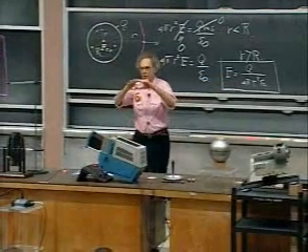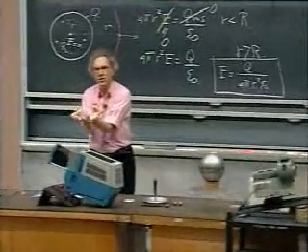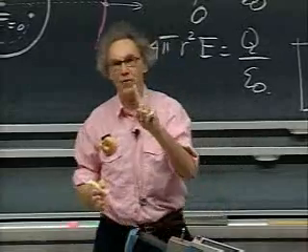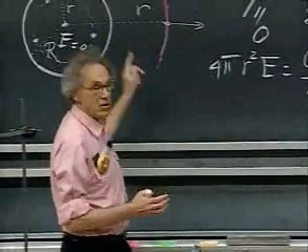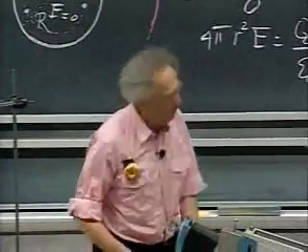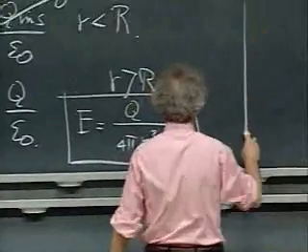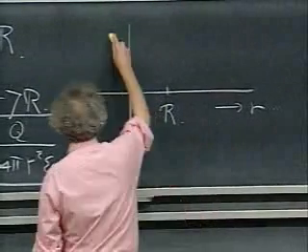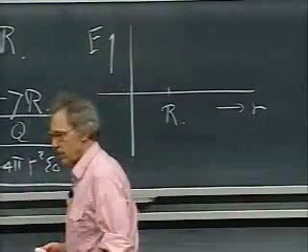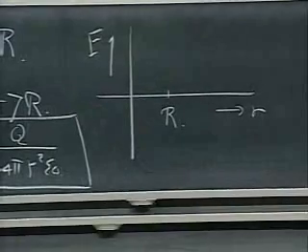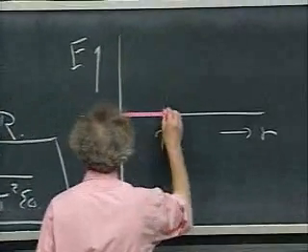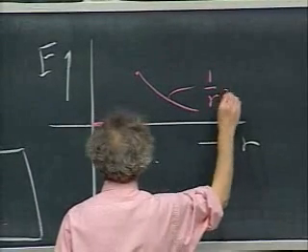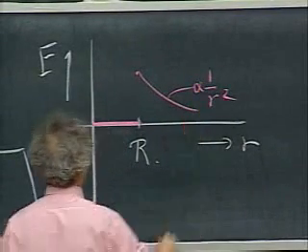In other words, whether the charge is uniformly distributed over a sphere, or whether all of it is exactly at the center of the sphere, that makes no difference for the E field as long as you're outside the sphere. If you plot the electric field as a function of R, and if here is capital R, and if this is the field strength, then you would get that the electric field is 0 inside, jumps to a maximum value, and this falls off as 1 over r squared.